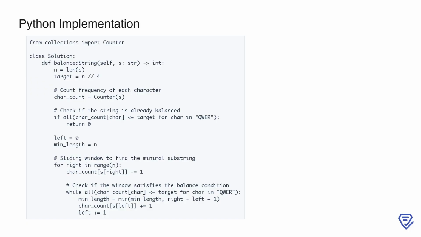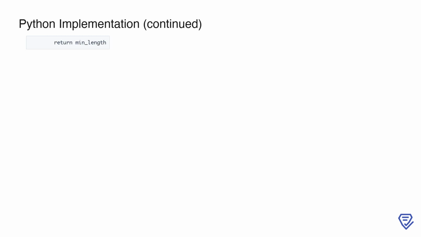The sliding window approach is then used to iterate through the string and dynamically adjust the counts of characters within the window. As we iterate through the string, the right pointer expands the window by moving 1 character at a time. Each time a character is added to the window, we decrement its count in char_count. Now, we check if the current window satisfies the balance condition by ensuring that all character counts in char_count are less than or equal to the target.